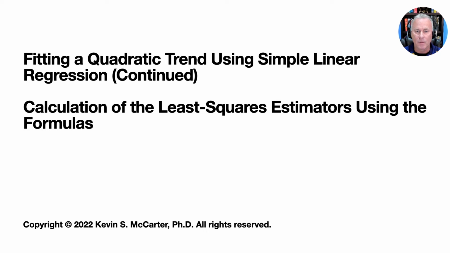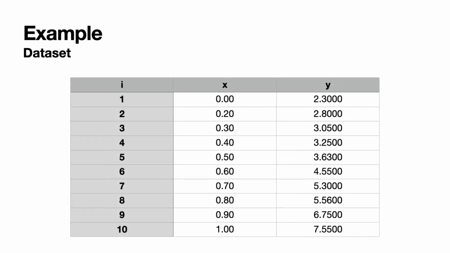In this lecture, we use the formulas that we derived in a previous lecture video for the least squares estimators of the beta parameters to fit a simple linear regression model to data with a quadratic trend. Here are the data. We have 10 observations, and in a previous lecture, we created a scatter plot to investigate the relationship between y and x, and we saw that there is in fact a quadratic trend relating the response variable y to the explanatory variable x.